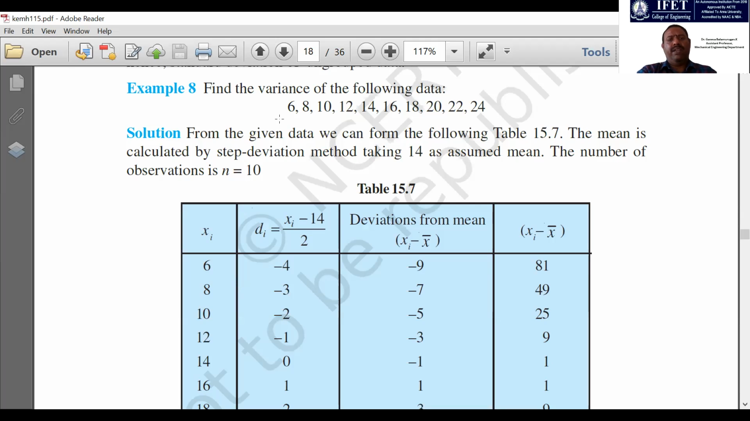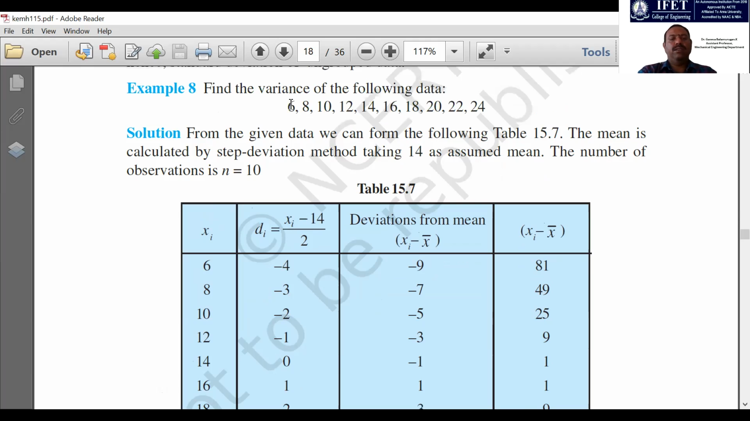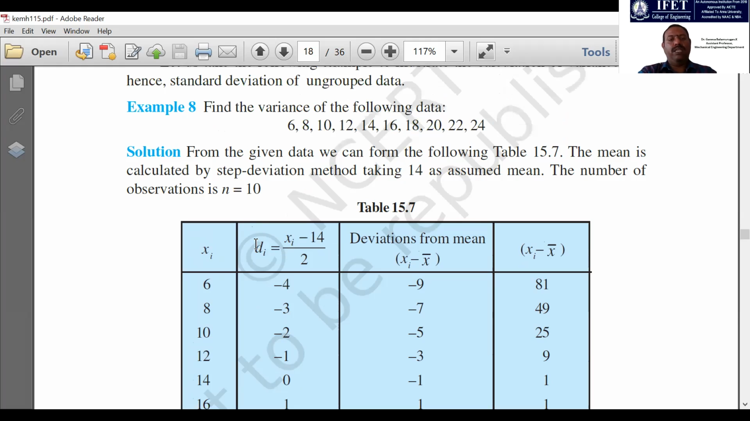How to calculate the mean value? You have to add all of them: 6 plus 8 plus 10 plus 12 plus 14 plus 16 plus 18 plus 20 plus 22 plus 24, divided by 10. Then you will get the mean value. Then what's the next step? xi means each individual observation. x1 is 6, x2 is 8, x3 is 10, x4 is 12, like this. x10 is 24.